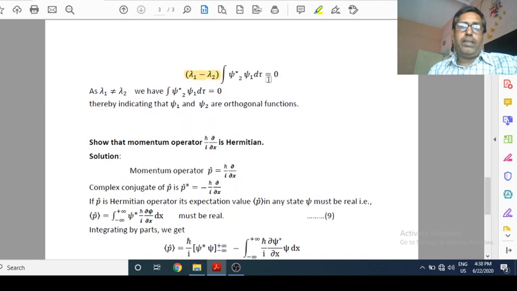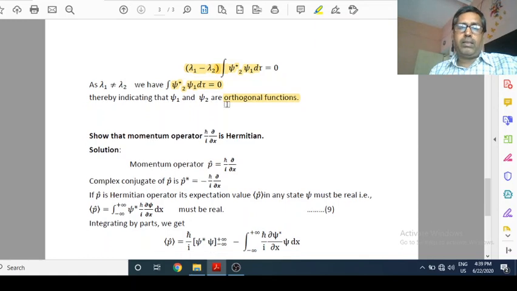Now here lambda 1 is not equal to lambda 2. It means its difference will not be 0. It is not going to 0. It means this will be 0, because the left side contains two terms. If the first term is not 0, then the second term must be 0, and that is why I have written here that this one is 0, thereby indicating that psi 1 and psi 2 are orthogonal functions. And this was the second property.